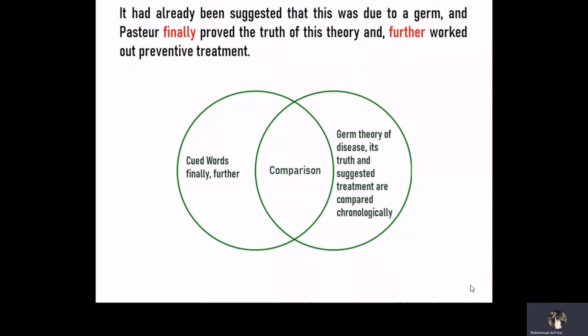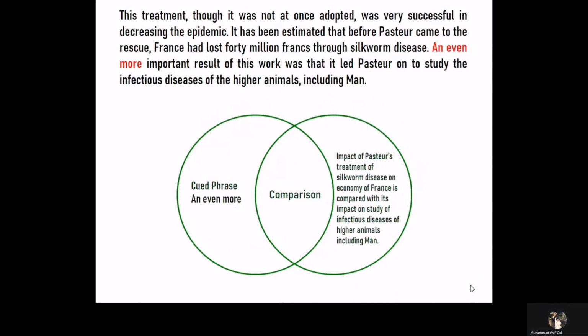Let's have another sentence here. It is a paragraph. This treatment, though it was not at once adopted, was very successful in decreasing the epidemic. It has been estimated that before Pasteur came to the rescue, France had lost 40 million francs through silkworm disease. An even more important result of this work was that it led Pasteur on to study the infectious diseases of the higher animals, including man.